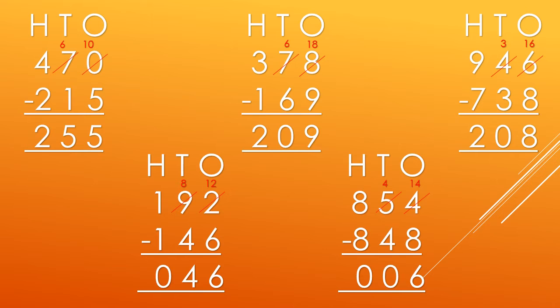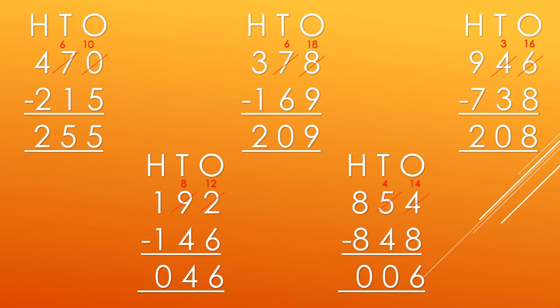Next example is 378 minus 169. Children, we cannot subtract 9 from 8, so we will borrow the number from the tens. So in tens, 7 is there, so 7 becomes 6 and 8 becomes 18. 1 tens plus 8 ones is equal to 18. So 18 minus 9 is equal to 9. 6 minus 6 is equal to 0. 3 minus 1 is equal to 2. So 378 minus 169 is equal to 209.